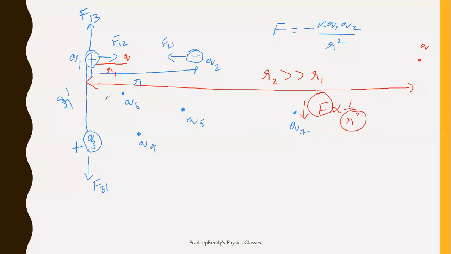Now, for example, as R2, I am considering it as much greater. On this charge Q, if I consider the force of Q1 on Q, this is nearly becoming zero. That means as this distance R2 is much greater, the force acting between Q1 and Q tends to be zero because R2 is considered a very large distance.